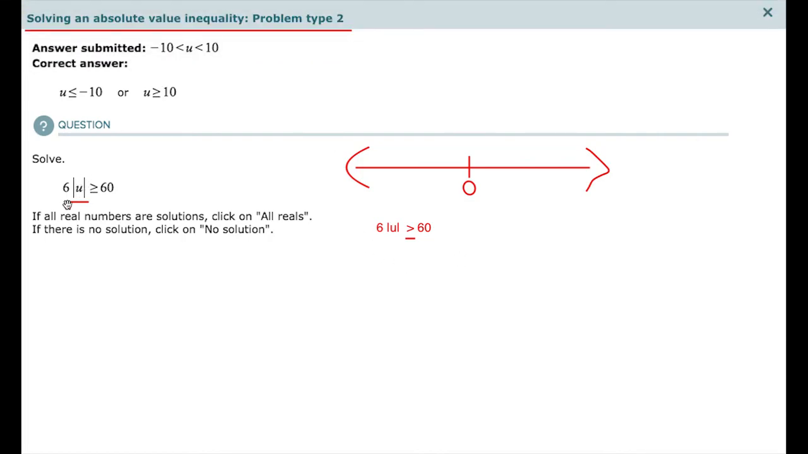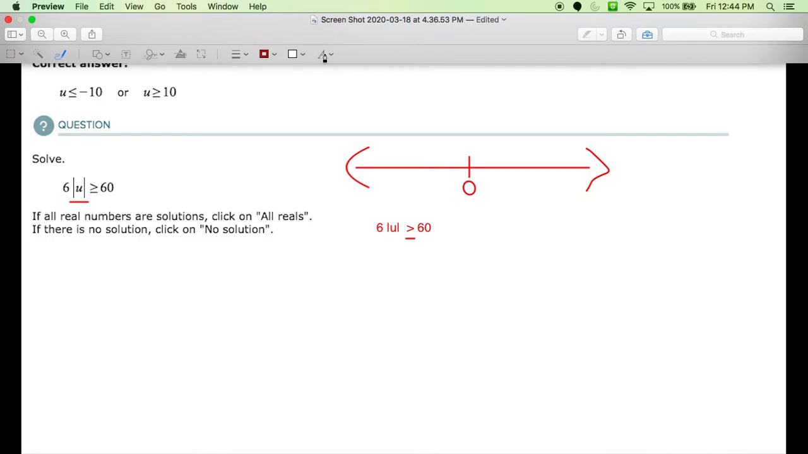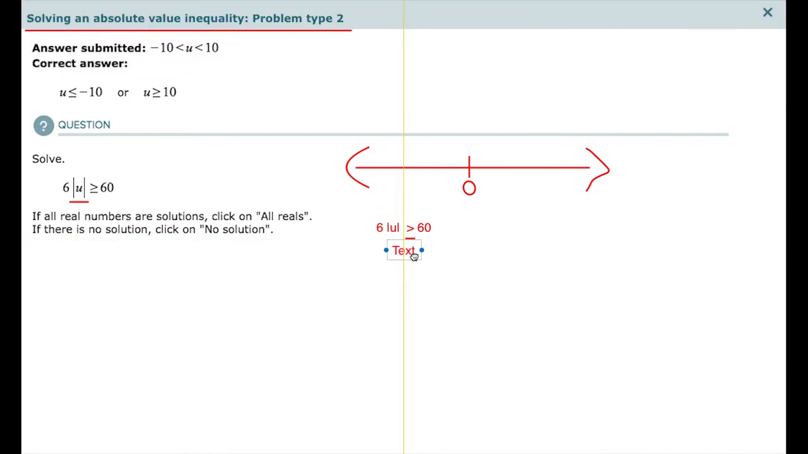So in order to get this absolute value sign by itself, what we need to do is divide both sides by 6. So let's go ahead and divide by 6 on both sides. On the left-hand side, these two values will cancel out, and we'll have just the absolute value of u is greater than or equal to, and then 60 divided by 6 would be 10. So we have two different things, right?